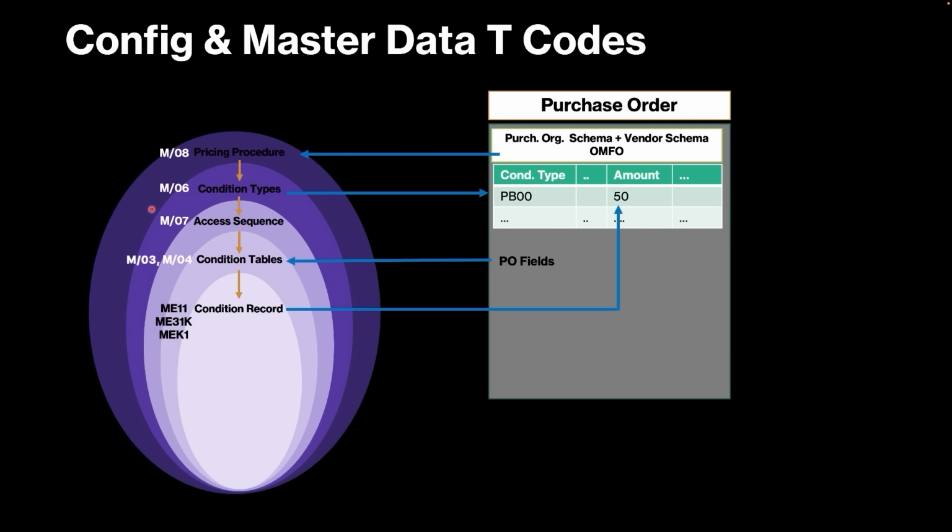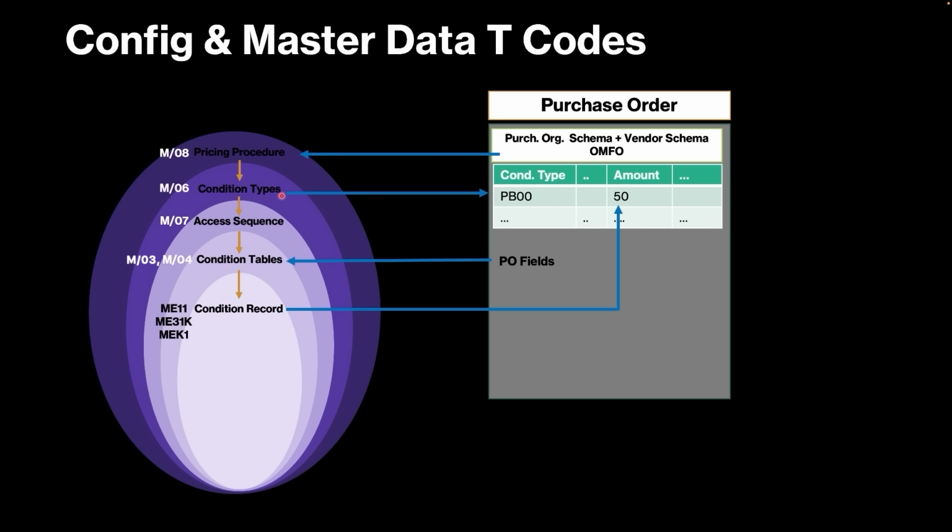Now let's see what all T codes are there for configuration and maintaining the master data. So again, you can see you have a purchase order where you have a combination of purchase organization schema and vendor schema. This configuration is done through T code OMFO. Through this particular configuration, the pricing procedure is determined. The pricing procedure is configured through T code M/08. This pricing procedure contains condition types. The condition types are configured using T code M/06.